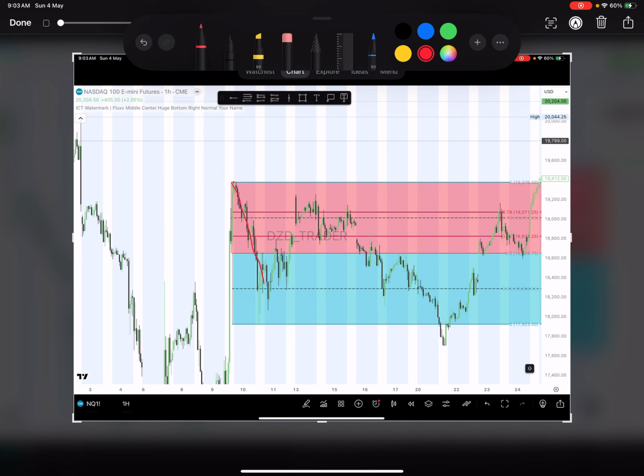We draw Fibonacci all the way down here, from that point to that point. This is the 50% mark in blue. When the market is above here, it is at a premium. When we are bearish, we want to sell at the premium level. And when we are bullish, we want to buy at the discounted price.